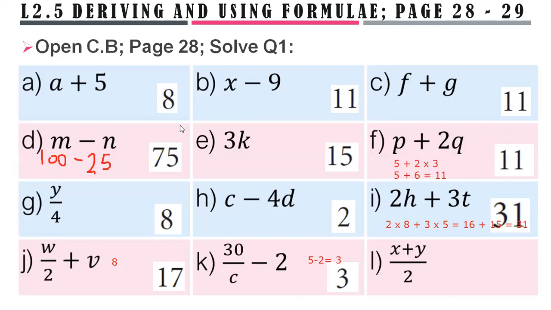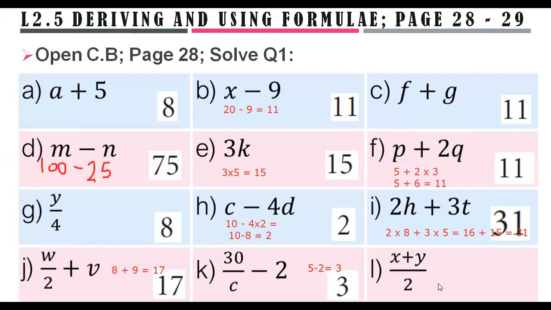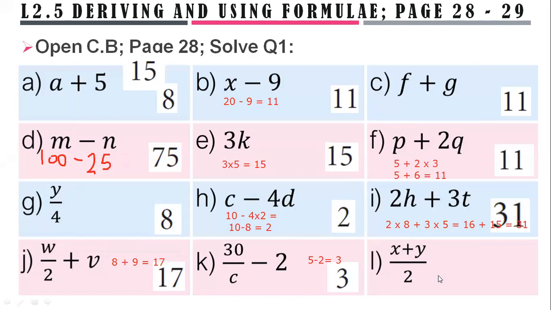Okay, I'll do it. Raghad, can you do it? Yeah. X plus Y. X is 19 and Y is 11. X 19 plus 11. 30 over 2, 15. Yes. 15. Yes. Excellent.